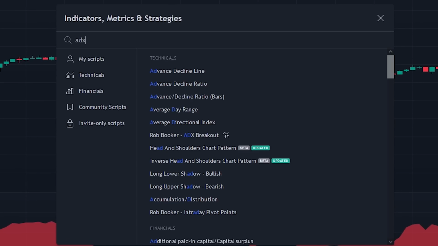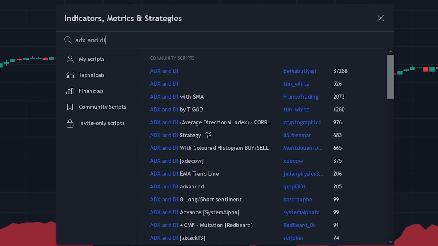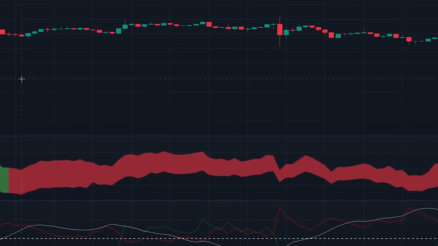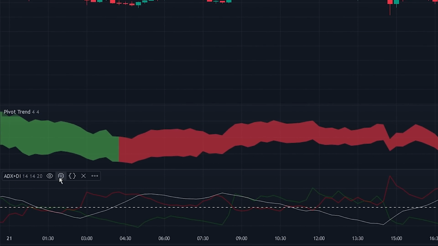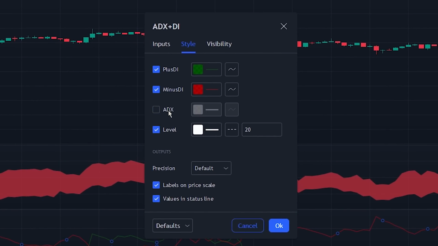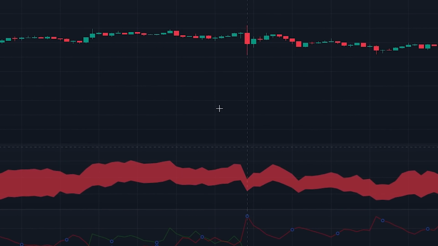Search for the ADX and DI indicator and select the indicator made by this TradingView user and add it to the chart. Now head over to the indicator's settings and uncheck the ADX line. That was all that we needed to do.